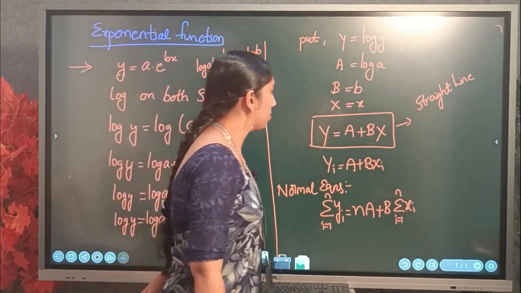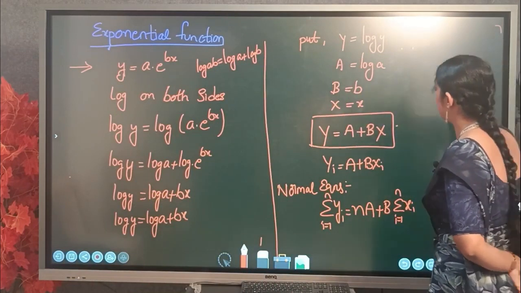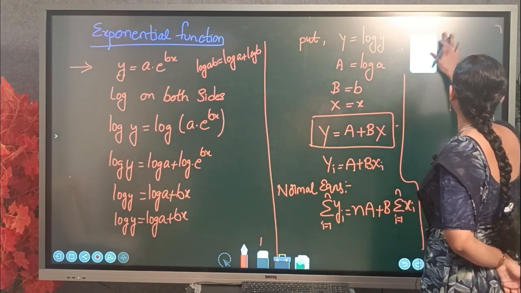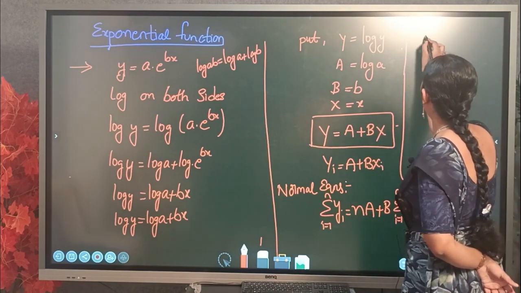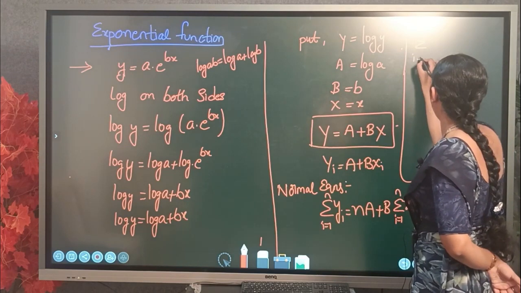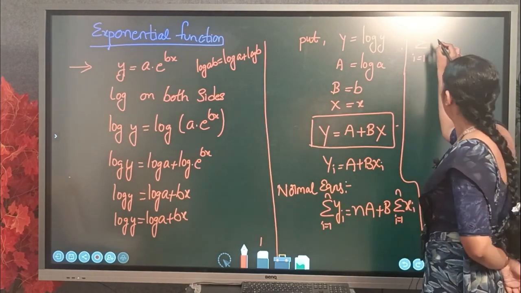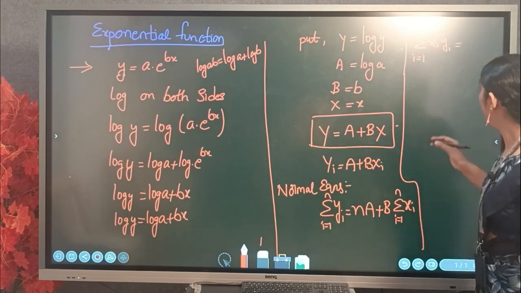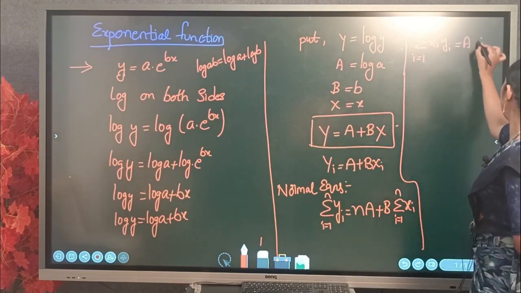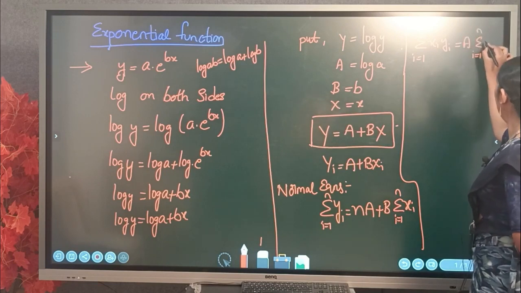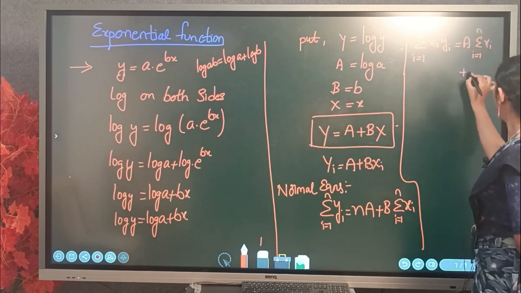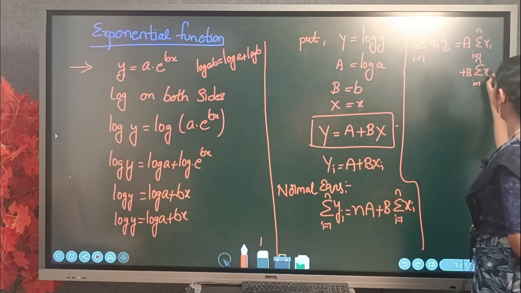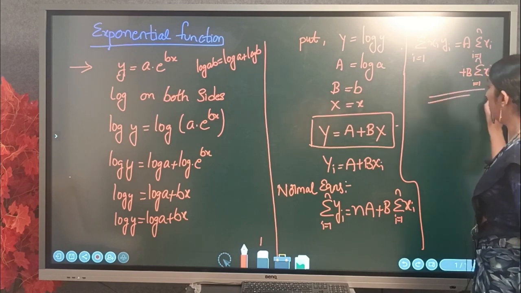And another equation is also there. What is that? You have to differentiate with respect to b. When differentiating with respect to b, as I have already said, you have to multiply the above equation with xi. So summation i is equal to 1 to n of xi yi is equal to a times summation of xi plus b into summation i is equal to 1 to n of xi square. So these are the normal equations.